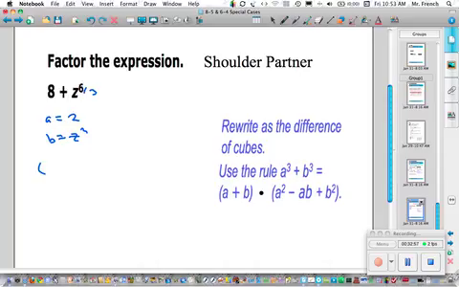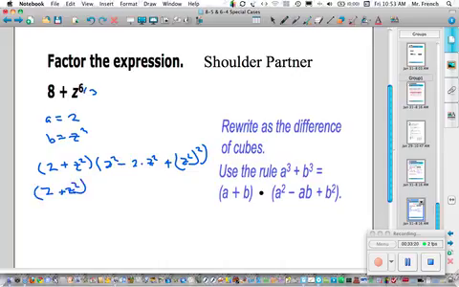Because it's a plus, we're going to use this formula right down here. So just plug it in. It's going to be 2 plus z squared, times 2 squared minus 2 times z squared plus z squared squared. Now clean it up. It's going to be 2 plus z squared, times 4 minus 2z to the 2nd power plus z to the 4th power, and you're done. That's all you have to do.